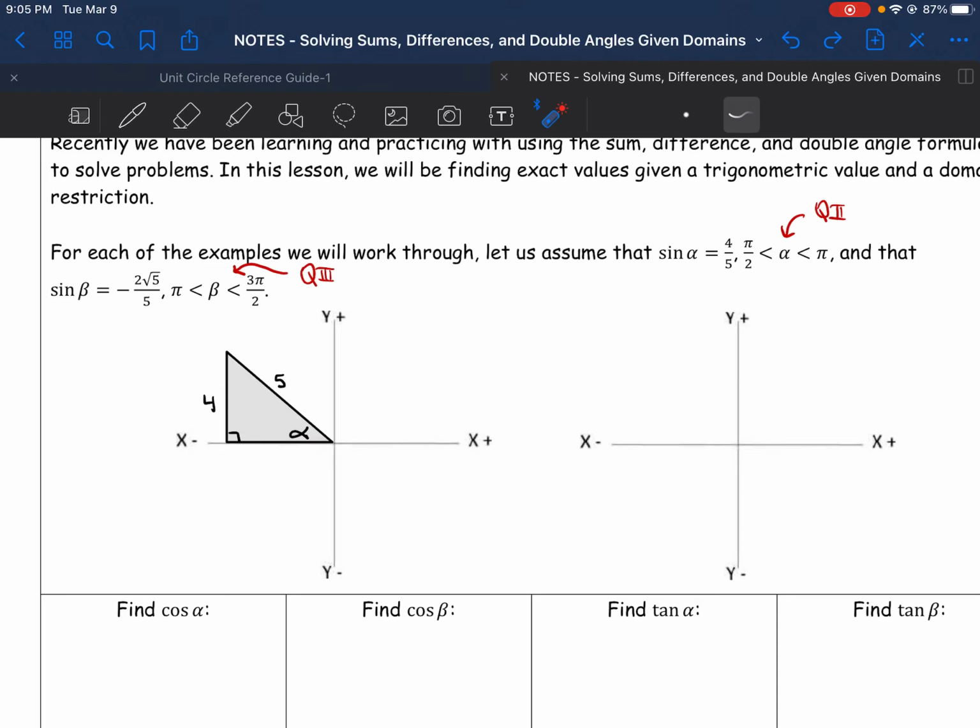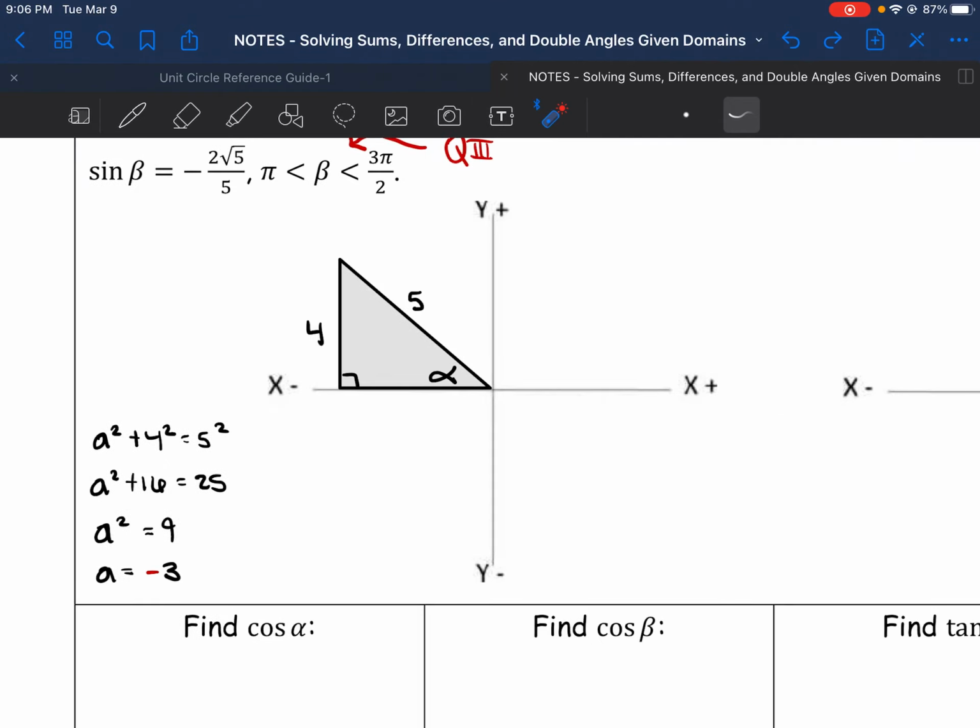So we'll use the Pythagorean theorem. I'm going to call this side the leg a. A squared plus 4 squared equals 5 squared. 4 squared is 16, 5 squared is 25. Subtract the 16, we get a squared equals 9, and that's going to tell us that a equals 3. But we want to make it negative 3, since this leg of the triangle is on the negative side of the x-axis. Okay, so that negative 3 is going to go right there.